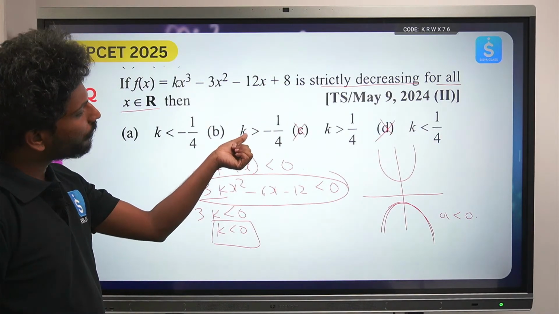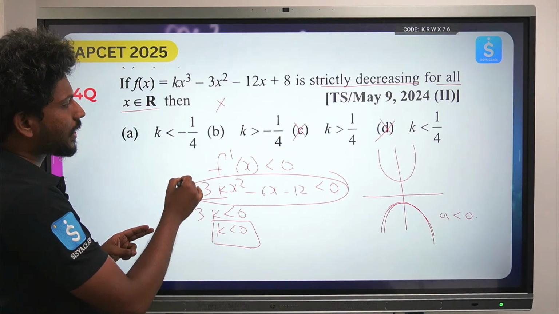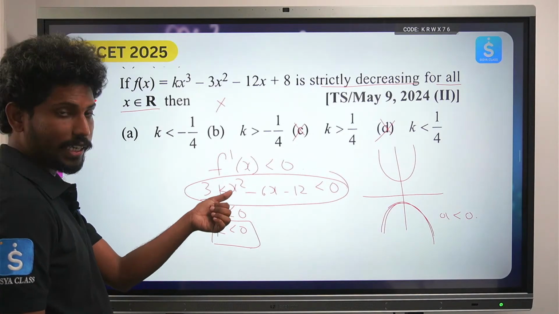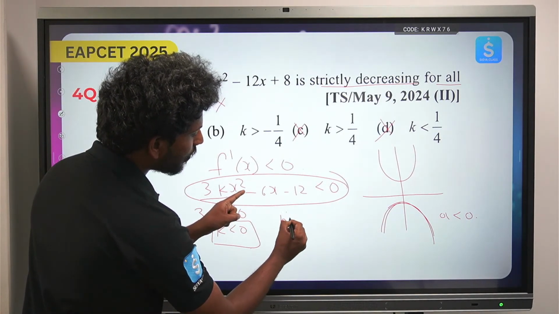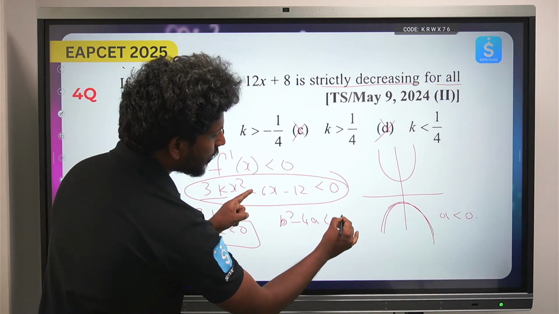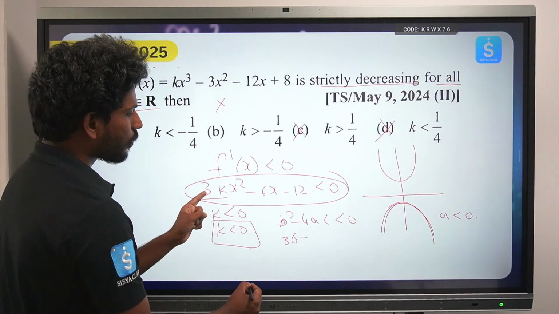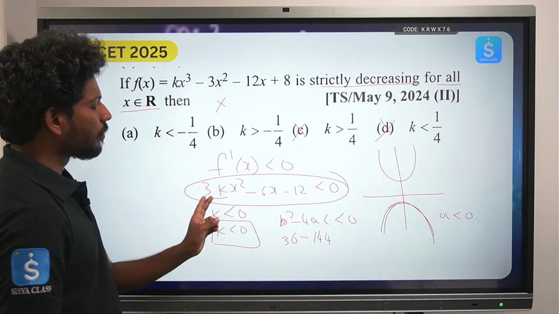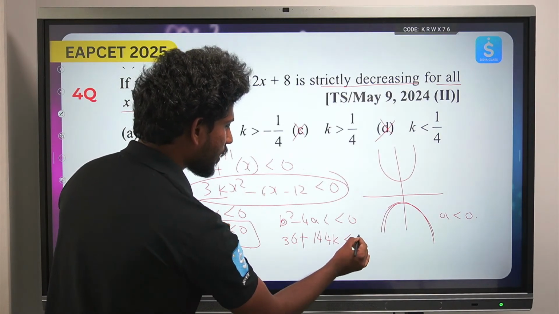So in order to have this inequality, even this option is discarded, but still let's try to analyze by using the b square minus 4ac approach. You just take b square minus 4ac is less than 0, so that will be b square minus 4 into 3 is 12, 12 into 12 is 144. So b square minus 4ac, 144k, is less than 0.